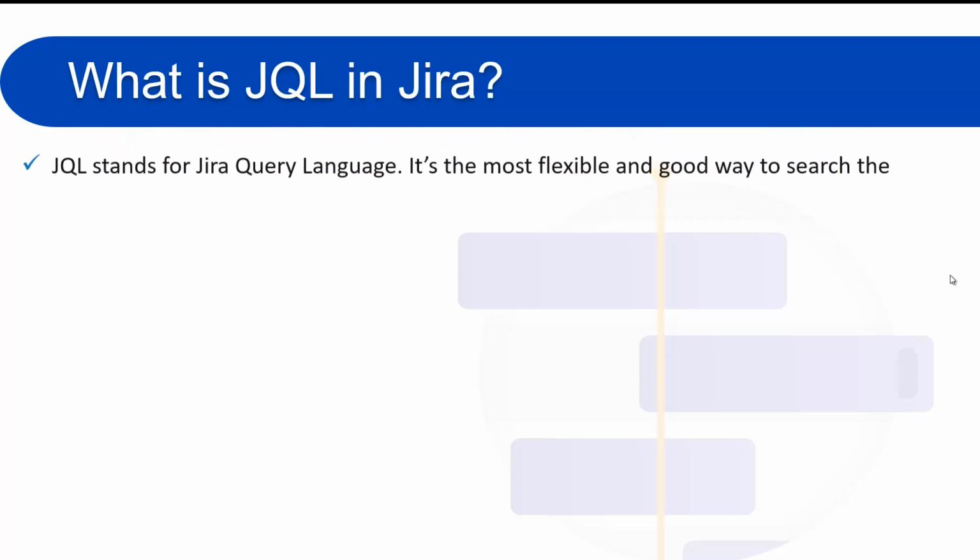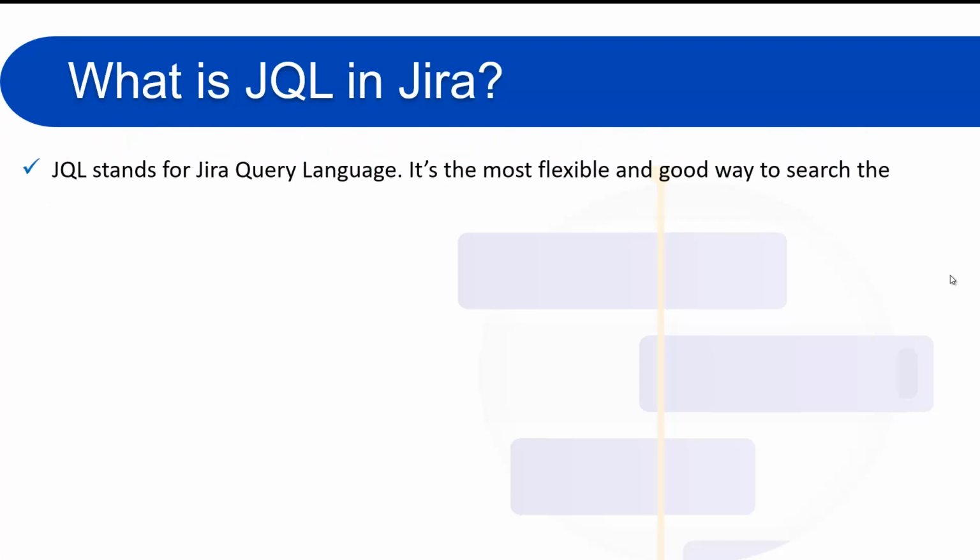So what is JQL in Jira? JQL stands for Jira Query Language, and it is the most flexible and a good way to search issues in Jira. Jira is for everyone, meaning a developer, tester, manager, and even a non-technical person can search issues in Jira with the help of JQL.